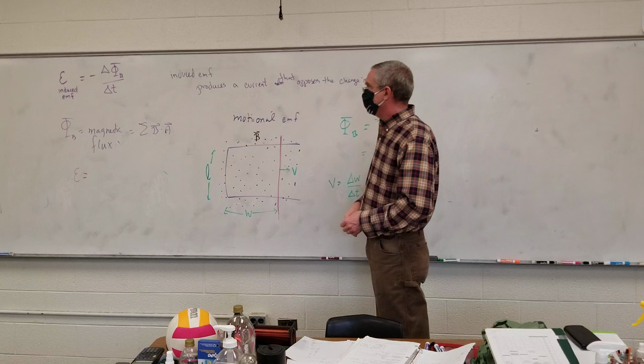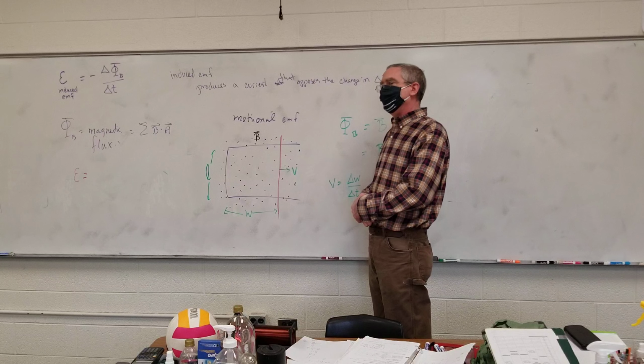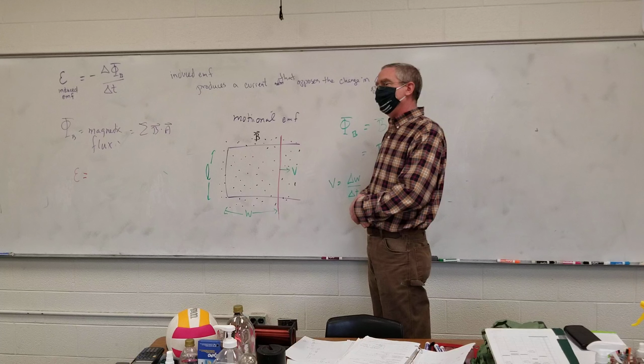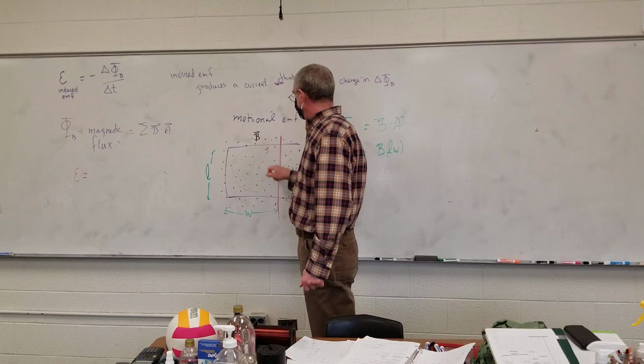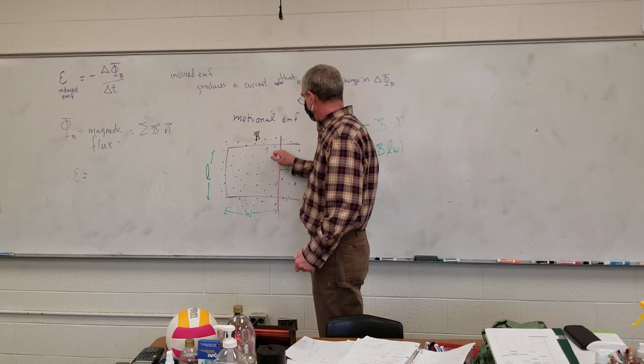So clockwise. Because the field is coming out of the board and we want it to oppose it by going into the board. And if you point your thumb into the board, your fingers curl clockwise. Is that right? Yep. So current's gonna flow like that. So in this wire here, it's gonna flow down.